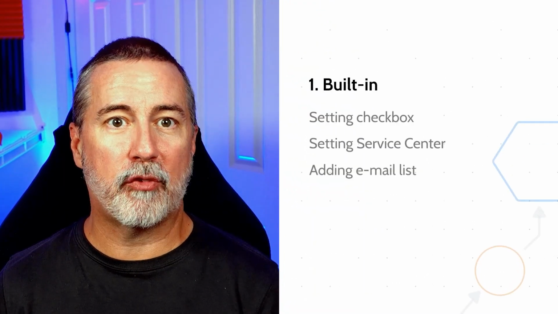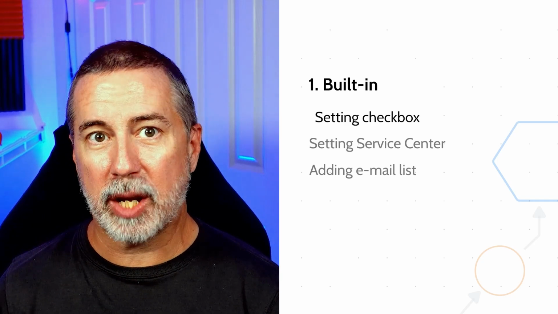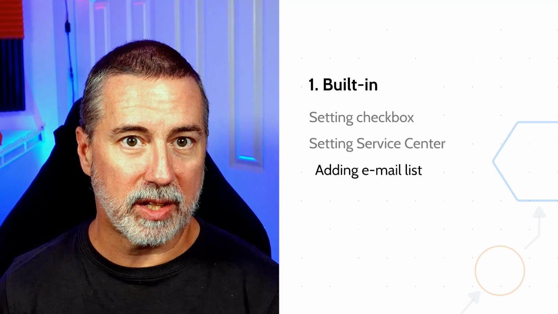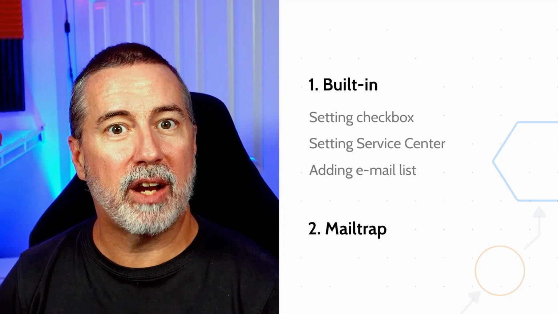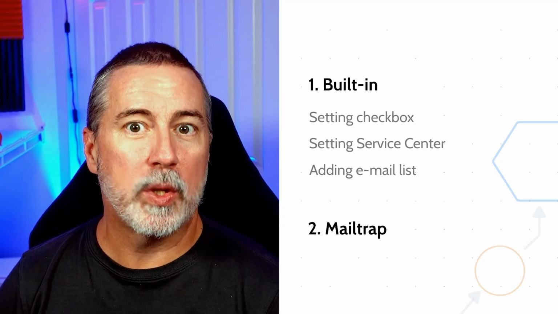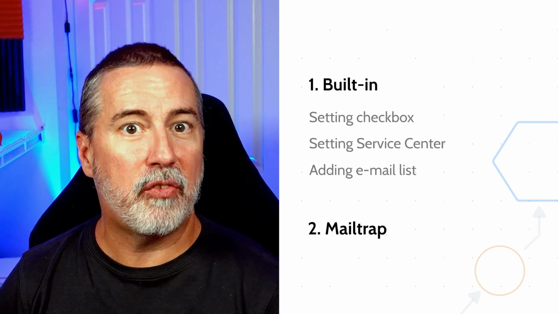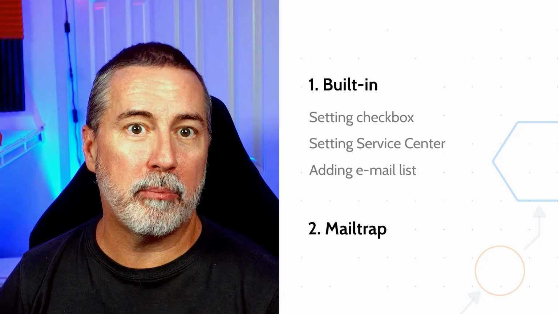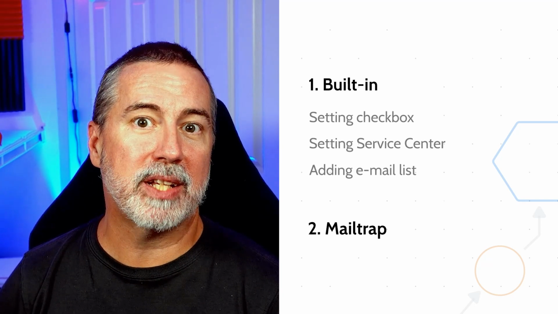The first approach we'll look at is built into the OutSystems platform and is as simple as setting a checkbox in Service Center and adding a list of emails you want to use for testing. The second approach involves using an online service called MailTrap, which is available with a free tier, to configure your development environment to send emails to, providing an alternate means of ensuring your emails are being sent properly. Let's take a look at a demo of each of these options.